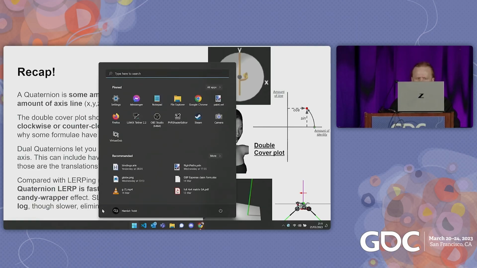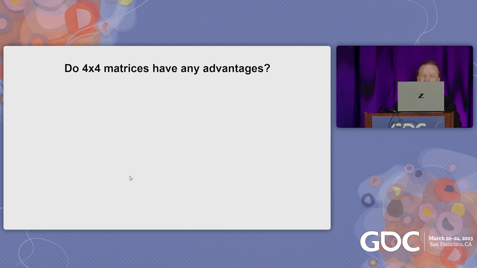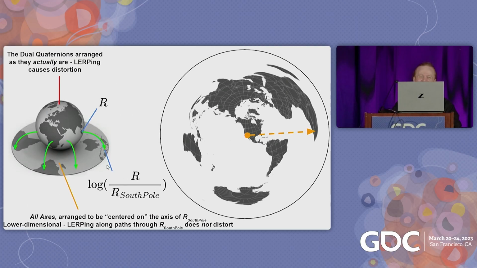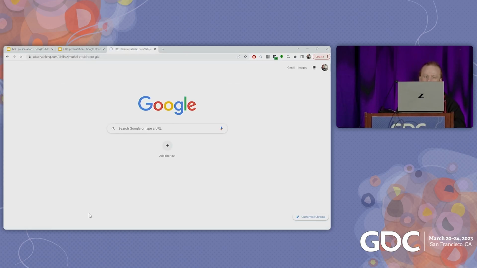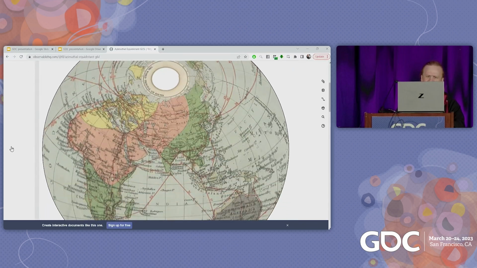Let me check my time. I've still got a few minutes, so I'm going to show you this slide, which I thought I had to cut out. This gives you a slightly better intuition for what's going on with the exponential and logarithm. So if I go to this web page, if you don't get this part, don't worry too much.